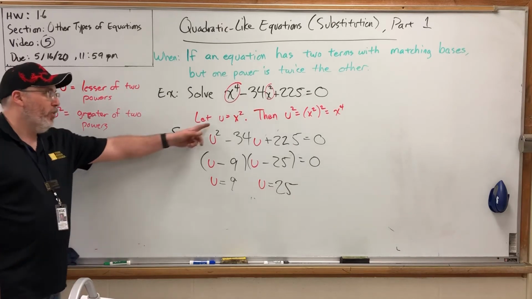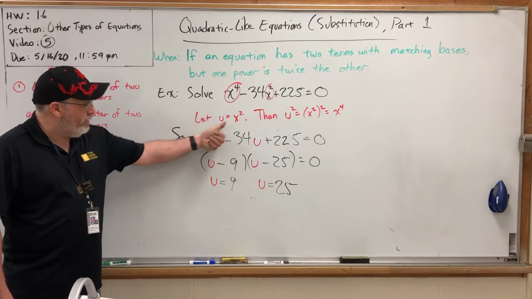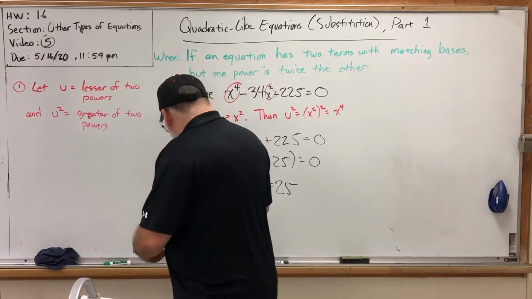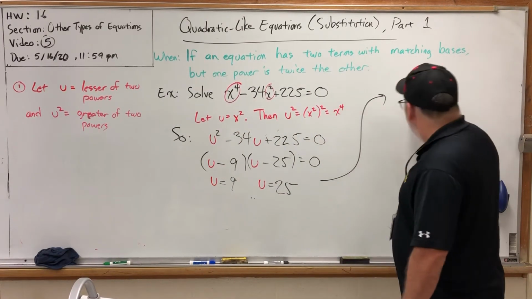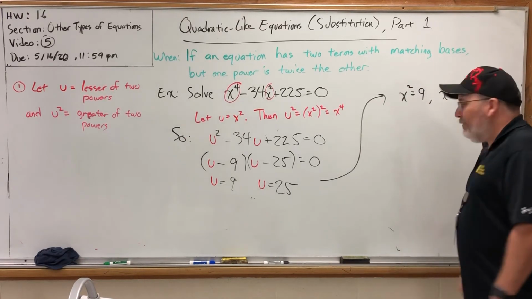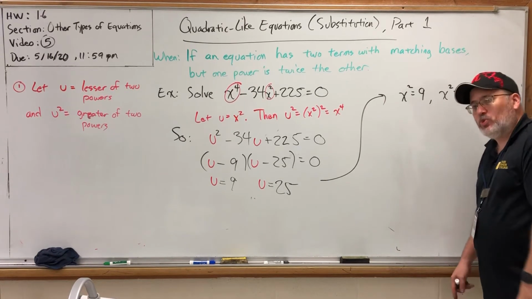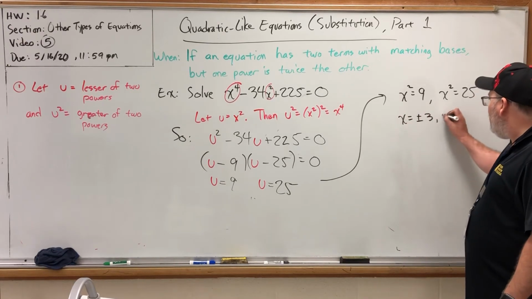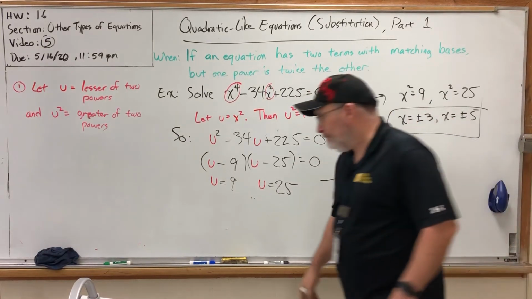U is temporarily holding the place of x squared. So guess what's going to go back in now? Out with the u and in with the x squared. Substitutions are temporary. So the u goes back to being an x squared. It's right up here. So we have x squared is equal to 9 and x squared is equal to 25. But both of these little bitty quadratic equations are easy to solve. I just have to hit both sides with the square root, and don't forget the plus minus. So plus minus 3, plus minus 5, and now we have all 4 solutions.